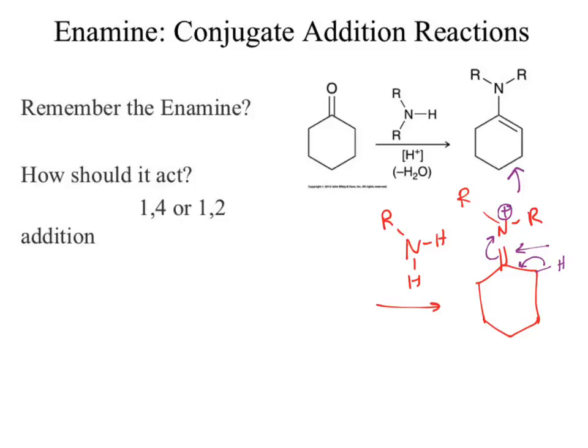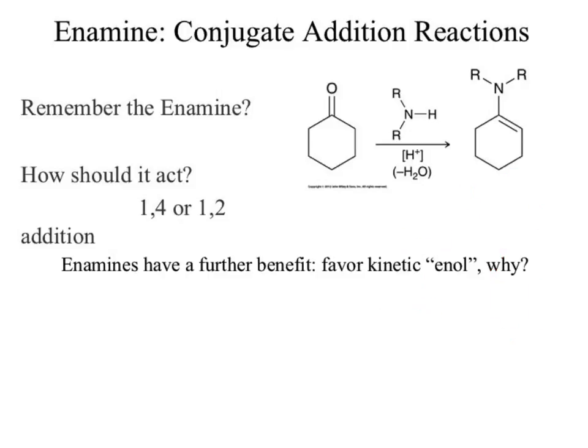How would we predict it to act? 1,4 addition or 1,2? 1,4. Why 1,4? Because it's got resonance, so it's more stable. It's the same thing as an enolate. There is no difference between the imine, enamine, and an enolate. They're the same kind of tautomerization relationship between them. So if the enolate attacks as a 1,4, we would likely expect the enamine to do a 1,4. They have an extra benefit.